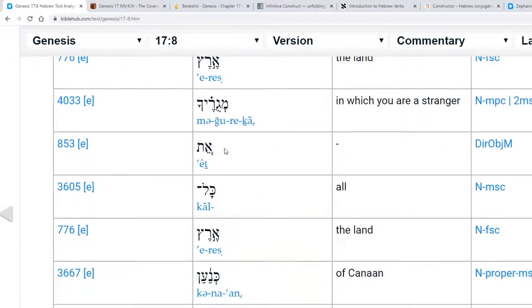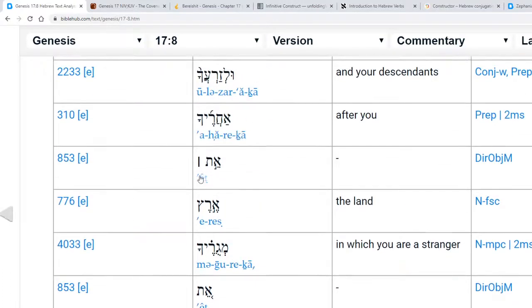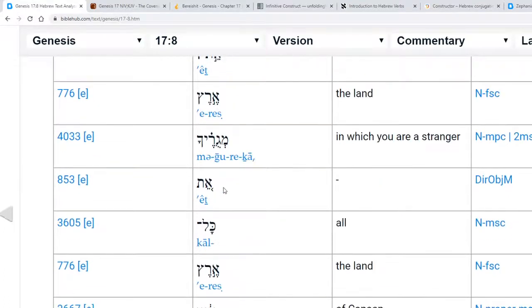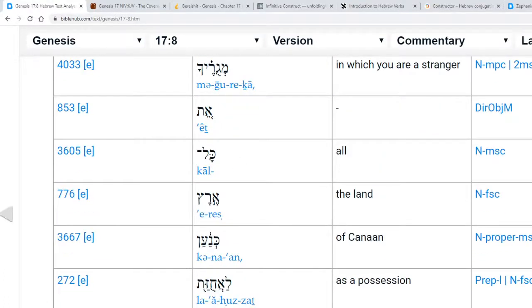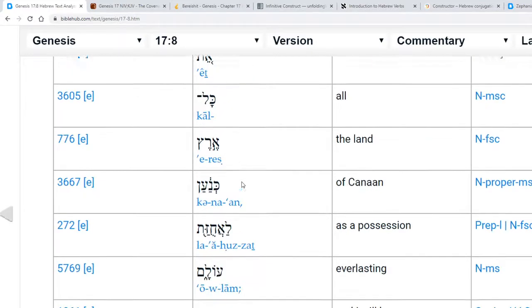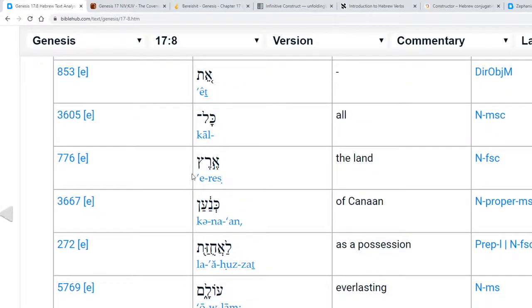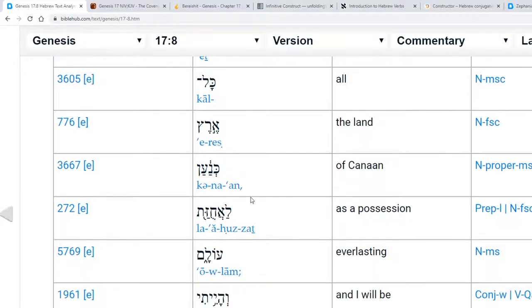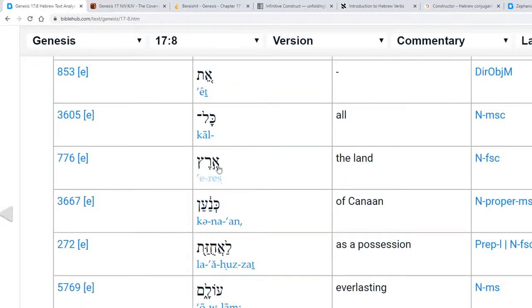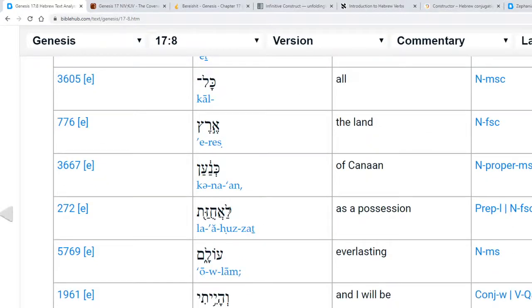Megurecha, et, direct object marker. So I gave the land in which you were a stranger, of your conversion, right? Et kol eretz, to all. Kol is all, which you see many times. Eretz, again, land. Canaan. So this is all in smichut, right? Kol eretz Canaan, all the land of Canaan, right? It's all one big construction. Canaan. La'achuzat, sorry.